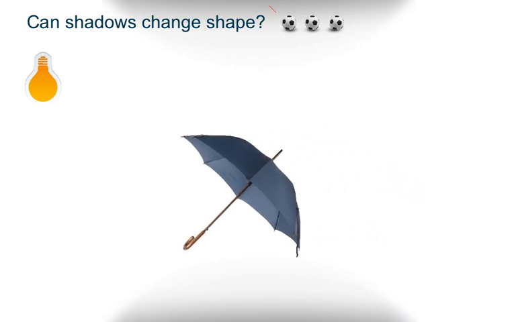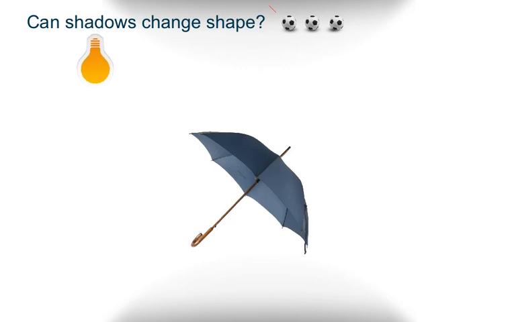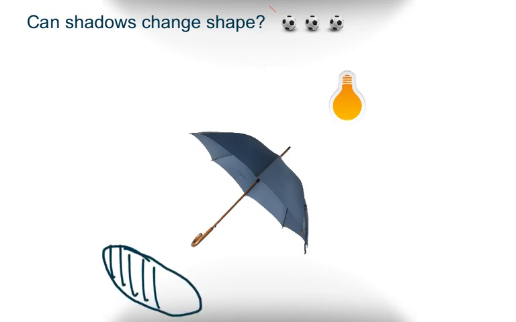Here we have an umbrella, and here we have a light source. So if we put a light source here, and the light casts a shadow, then the shadow that is formed by the umbrella would most likely be a bit round, following the shape of the umbrella. So I'll shade the shadow instead of coloring it.